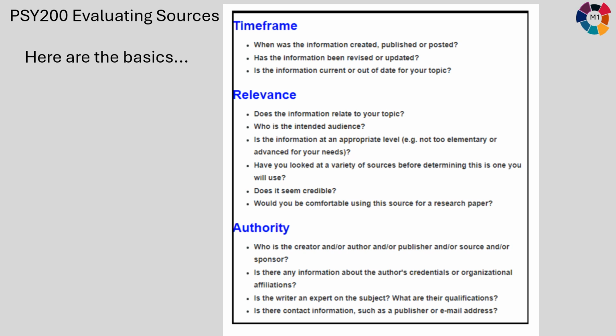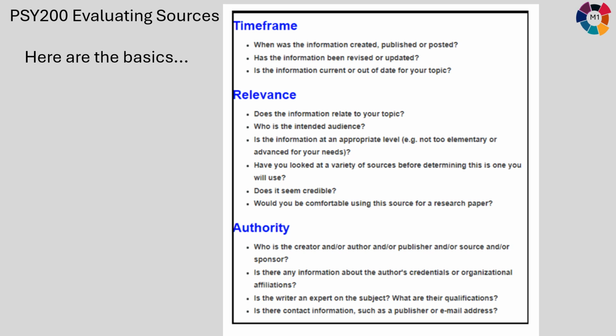Then, is the information current or out of date for your topic? So if your topic is something that is cutting edge, changing every 6 months, well, make sure you don't really want papers from 5 years ago, unless you're saying it used to be one way, right? And then current papers saying now it's this way. So make sure that if you're speaking on a topic that is moving very quickly, that you get the most relevant information possible.